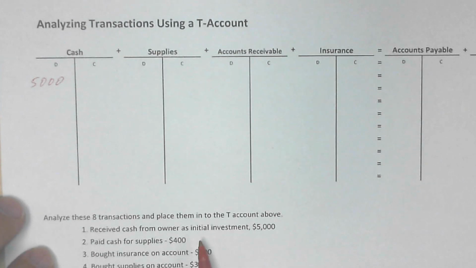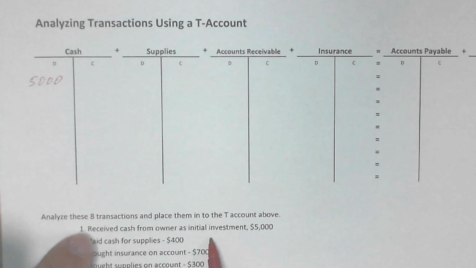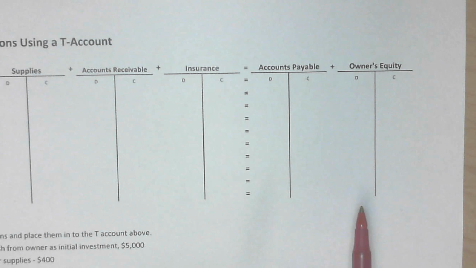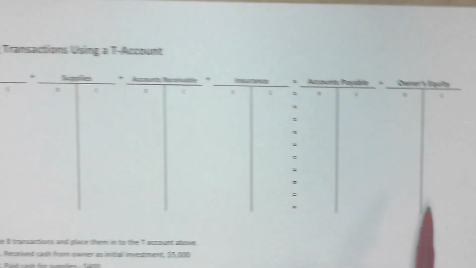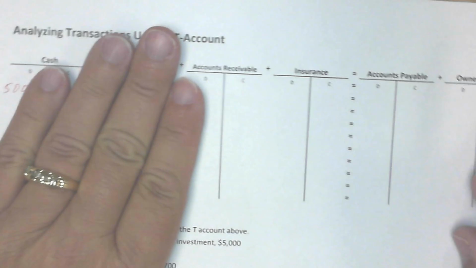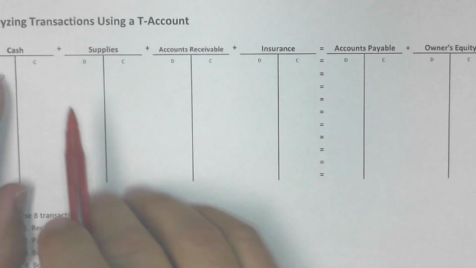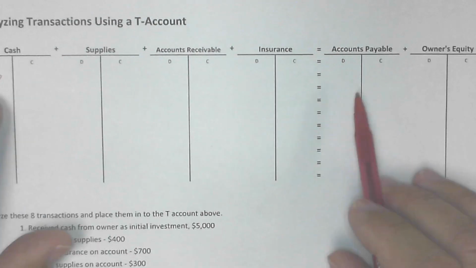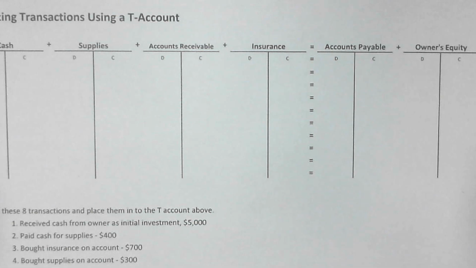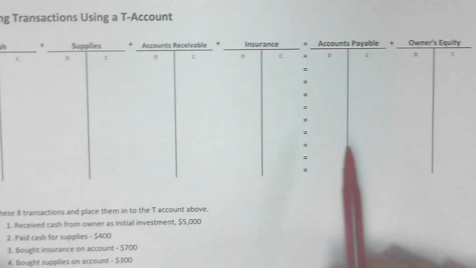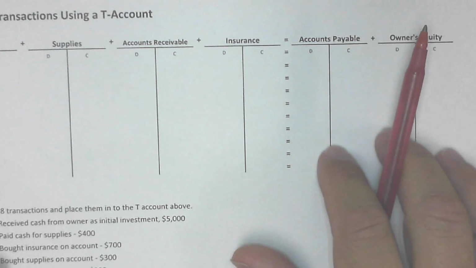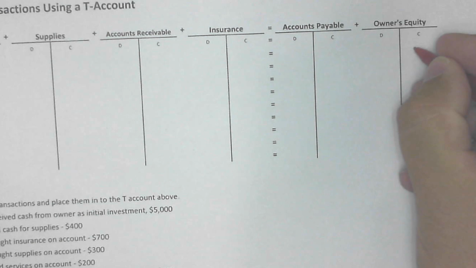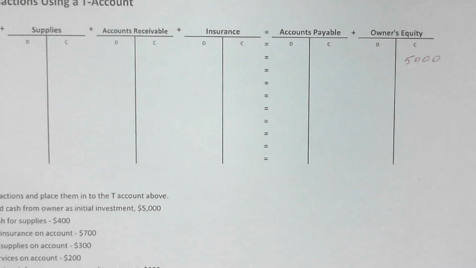So we received it from the owner. So it's going to be the owner's equity account. So we've got an increase in owner's equity. And just remember, anything that happens on this side in debit or credit column is going to be in the opposite debit and credit column on the other side. So that way it keeps everything balanced. So all of our increases on this side go under credits. So we have a $5,000 credit for owner's equity.